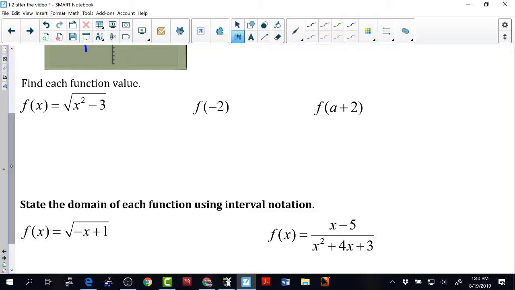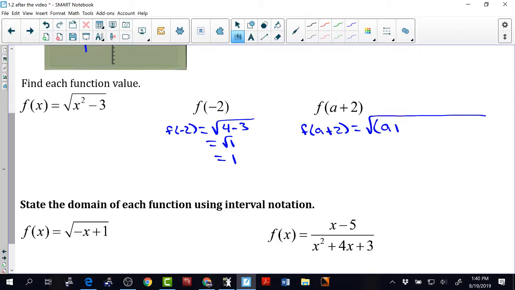Find each function value. F of negative 2 is equal to the square root of 4 minus 3, square root of 1, 1. No problem. We like plugging in values. When you plug in a variable, there's usually a little bit more work. F of a plus 2 is equal to the square root of (a plus 2) squared minus 3. So we have some algebra to do.